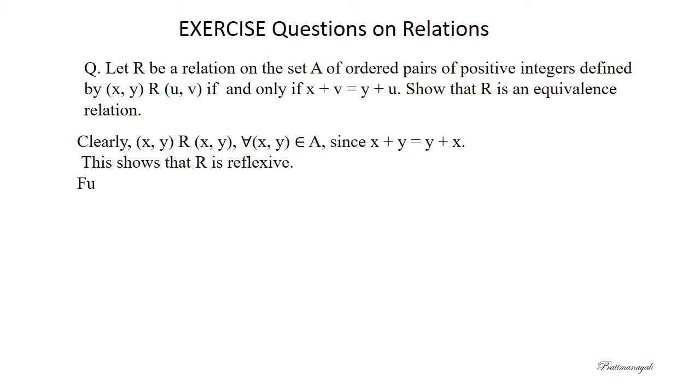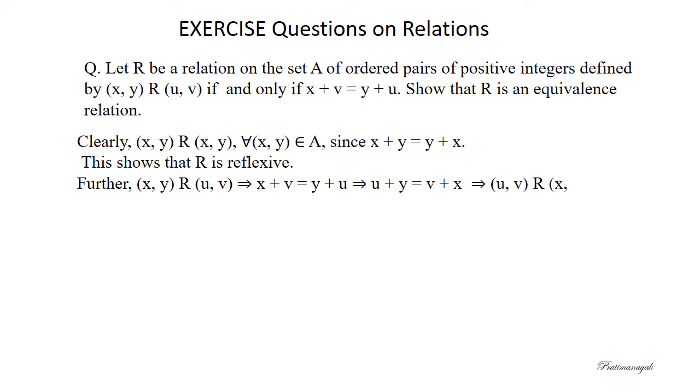Further, (x, y) related to (u, v) implies that x plus v is equal to y plus u. This implies that u plus y is equal to v plus x, and (u, v) related to (x, y). This shows that R is symmetric.